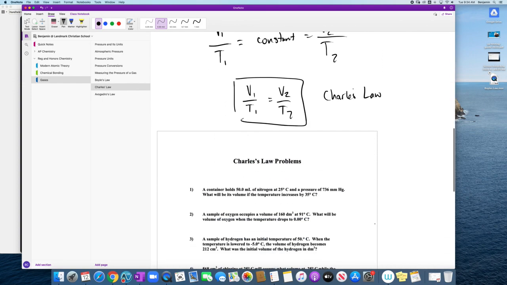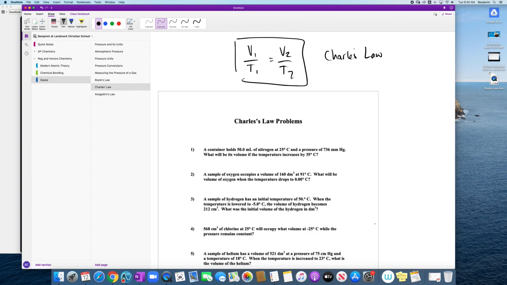Okay, so let's have a look at some of these Charles' law problems and apply what we've got. A container holds 50 milliliters of nitrogen at 25 degrees Celsius, pressure 736 millimeters of mercury. What will its volume be if its temperature increases by 35 degrees Celsius? All right, so the pressure is constant. They've given us a particular number, but it's constant. So they're not going to change the pressure. What is changing is the temperature and the volume.